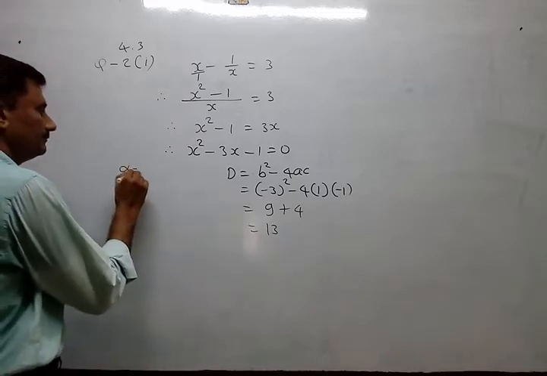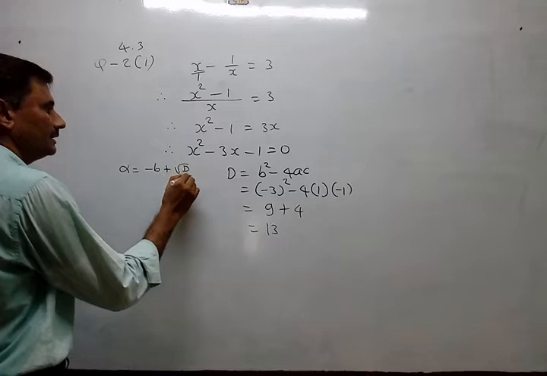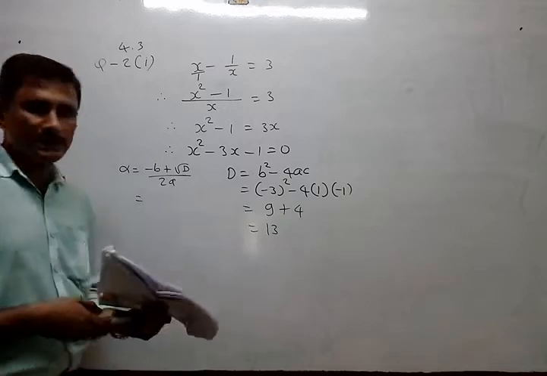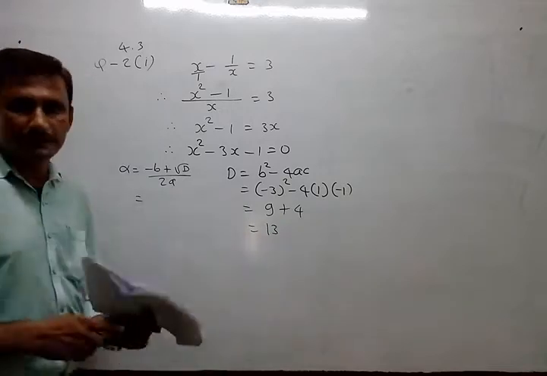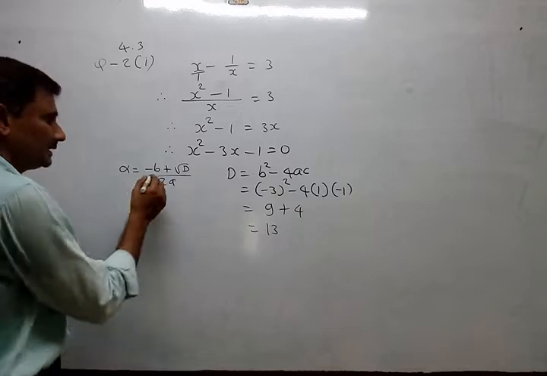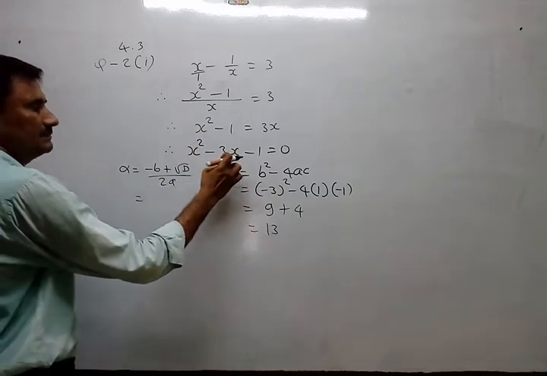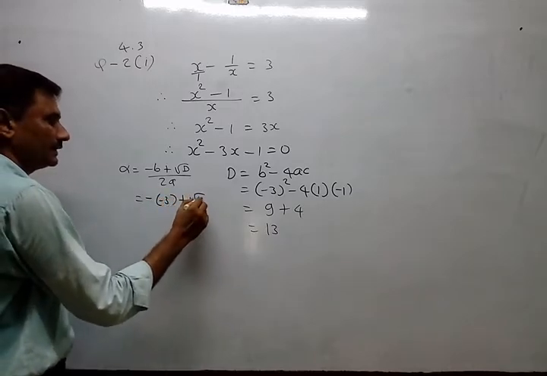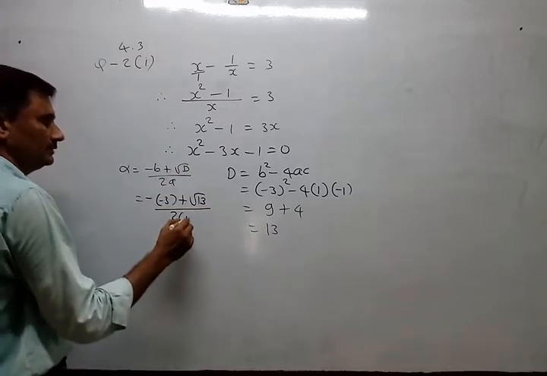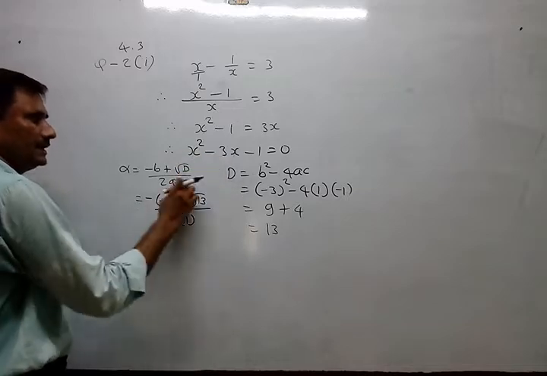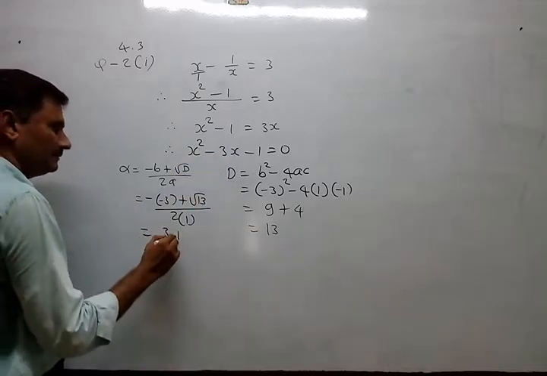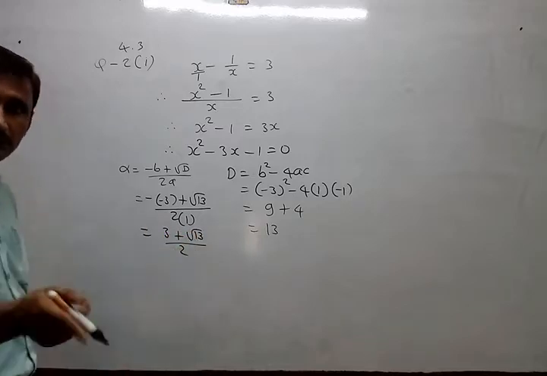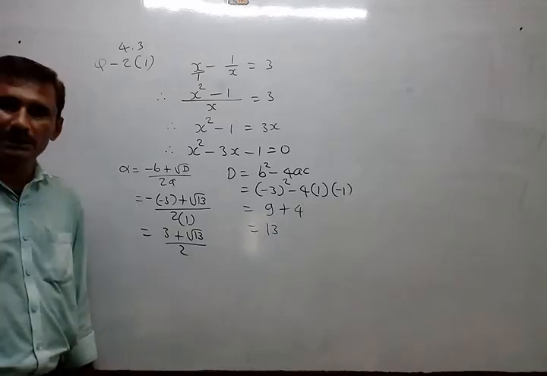So alpha will be minus b plus root d upon 2a. Now place all values. Square root of 13 is not possible, and d is greater than 0, so obviously alpha and beta both will be there. So minus b means minus minus 3, which is plus 3, plus root 13 upon 2 into 1. A is 1, b is minus 3, and d we found. So it will be 3 plus root 13 upon 2. You understand? We found an irrational number. That's why the factorization method was not possible.